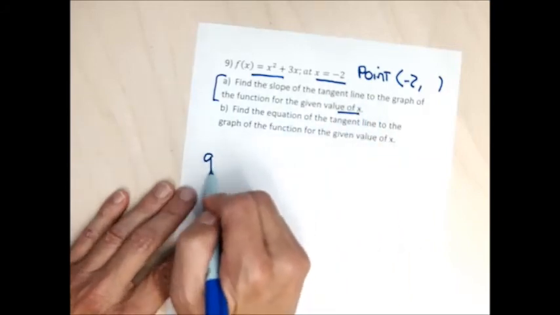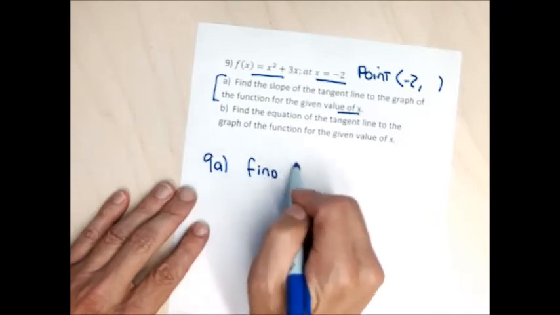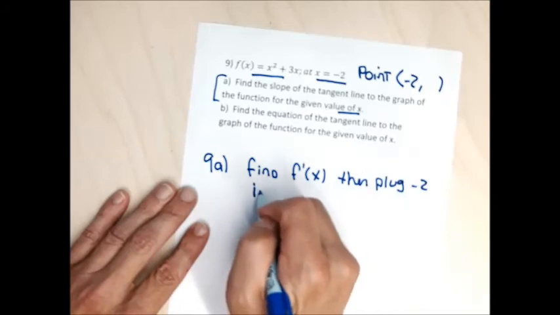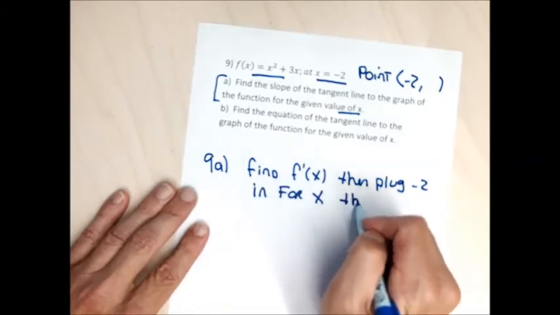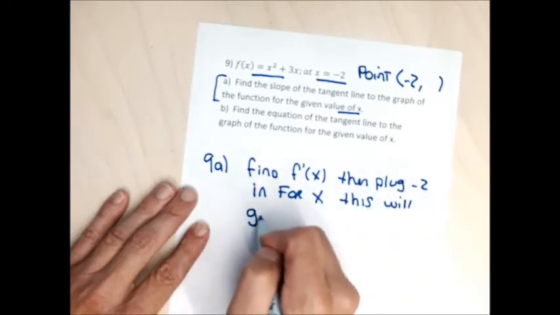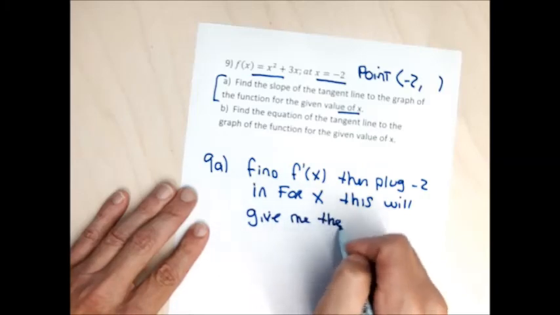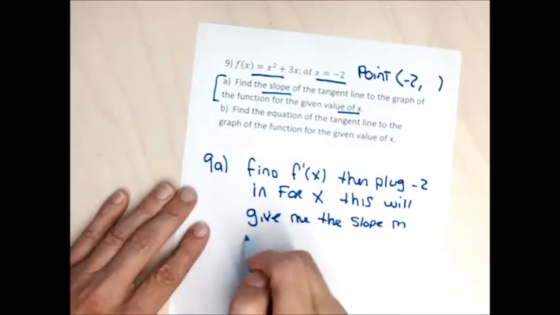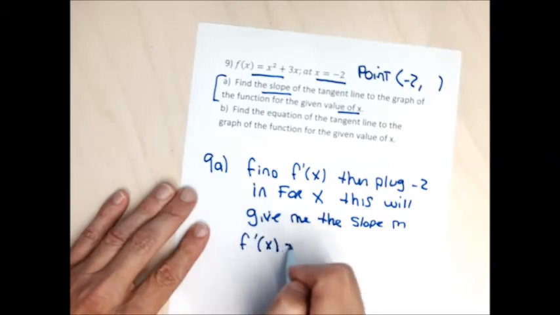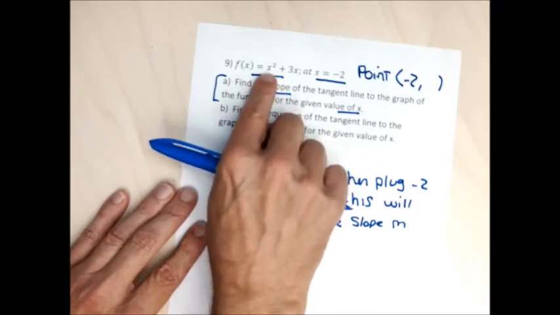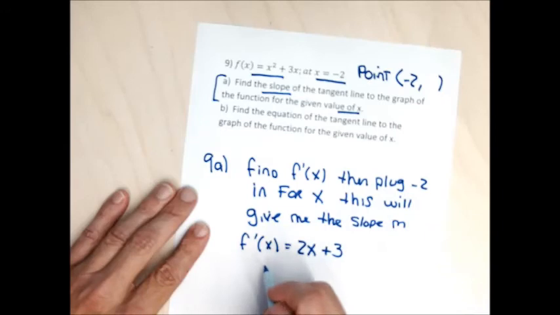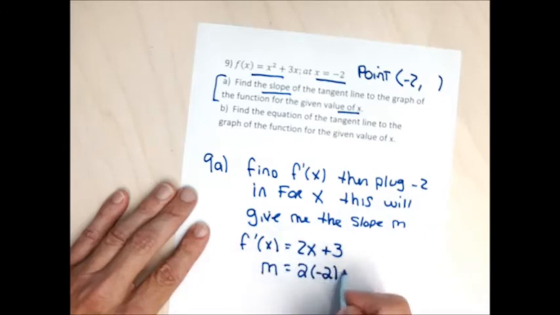To do part A, I'm going to find the derivative, then plug -2 in for x, and this will give me a slope. That I want. Part A wants me to find a slope of a tangent line. To find slopes of tangent lines, you need to find derivatives. The derivative of the first of this function, the derivative of x squared is just 2x. The derivative of 3x is just 3. And now I'm going to take the -2, plug it in for x, and get my answer to part A.